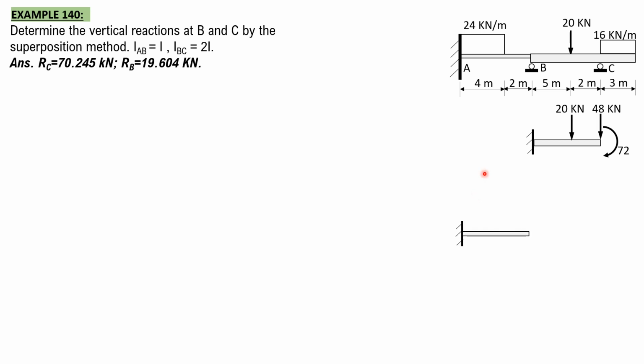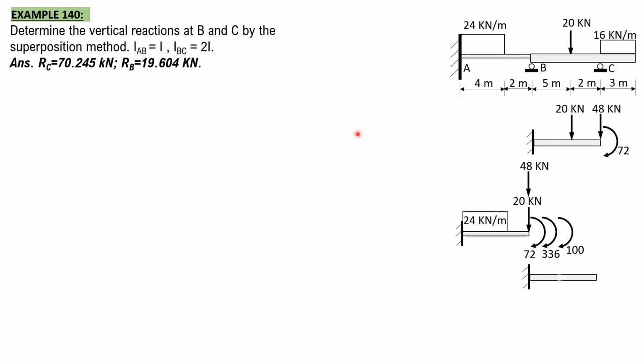Then for portion AB, you have to transmit 20, and the couple is 20 times 5, 100. Then we have 48 also, and this is the couple 72. Couple which is 48 times 7, so 336. Then 20 times 5, 100 couple.